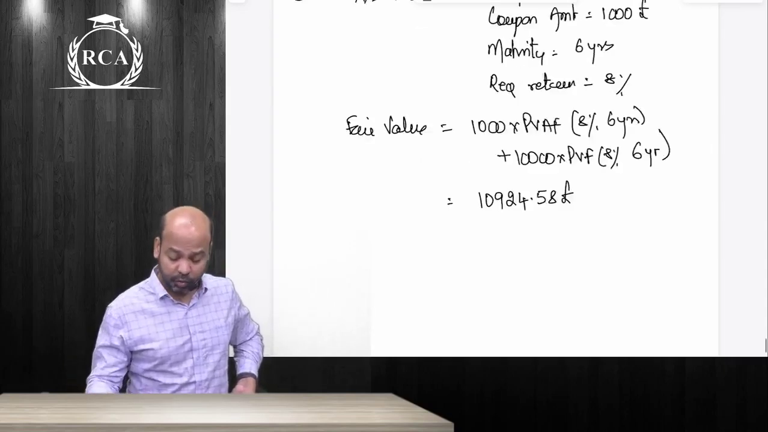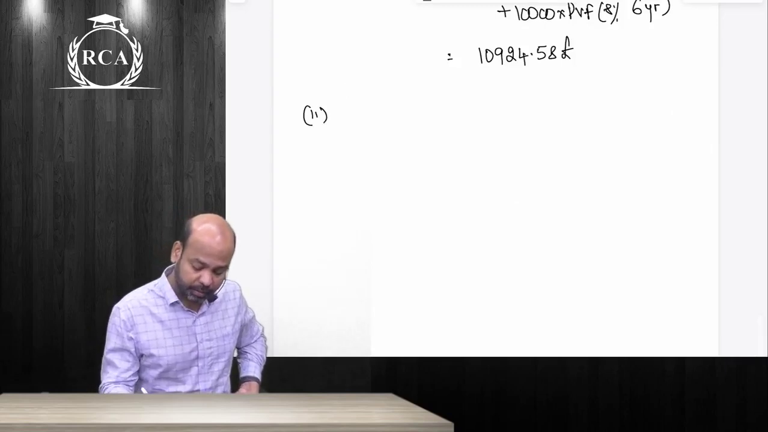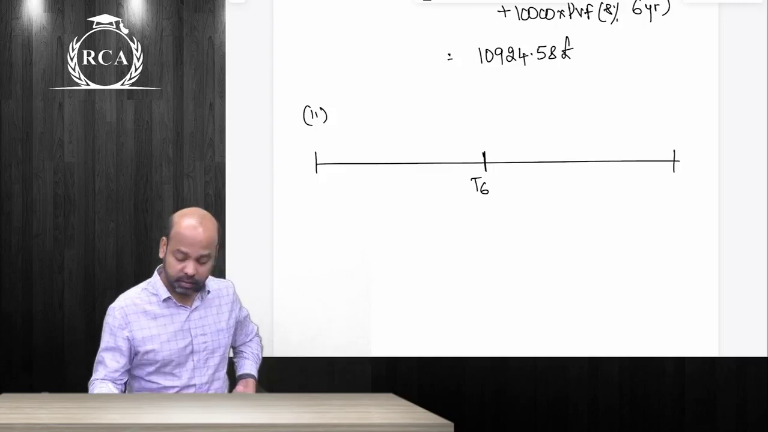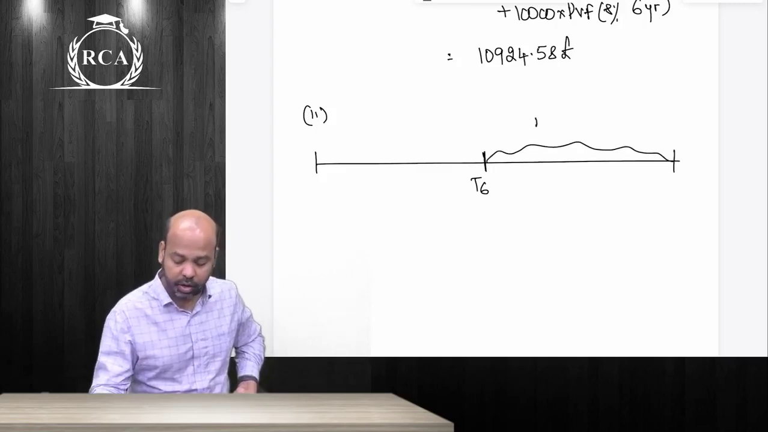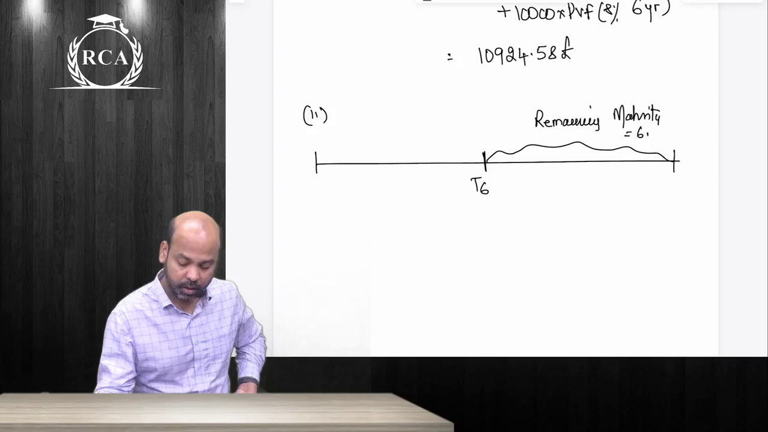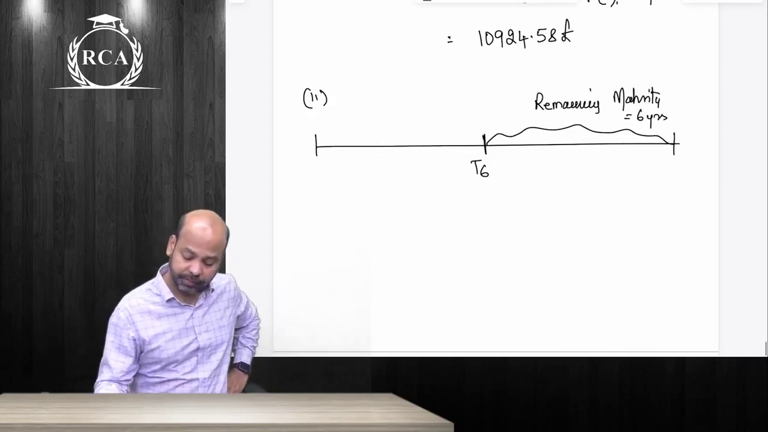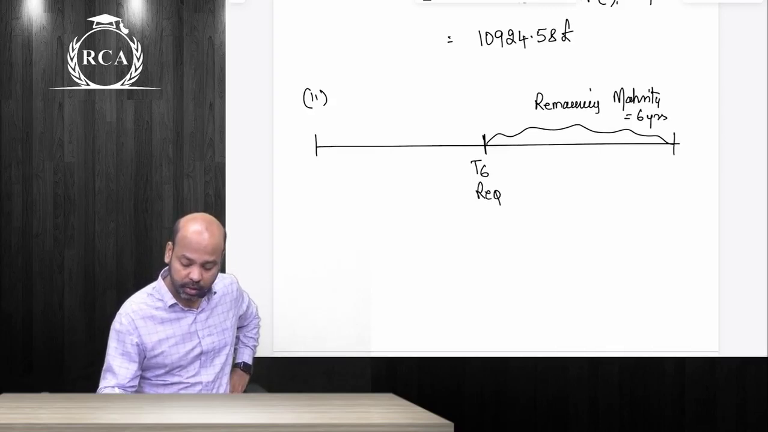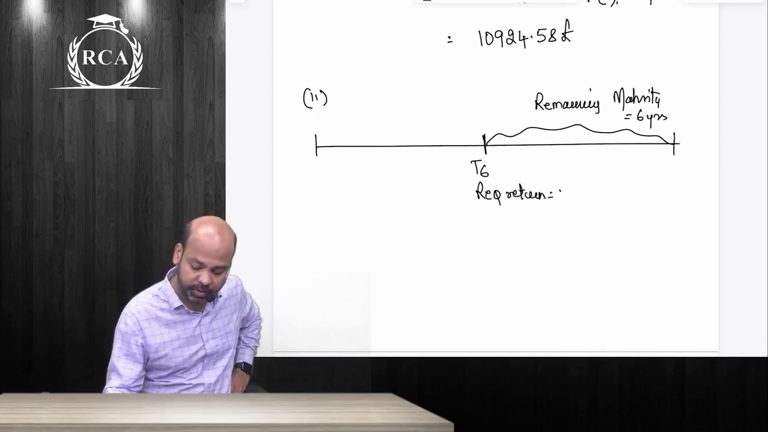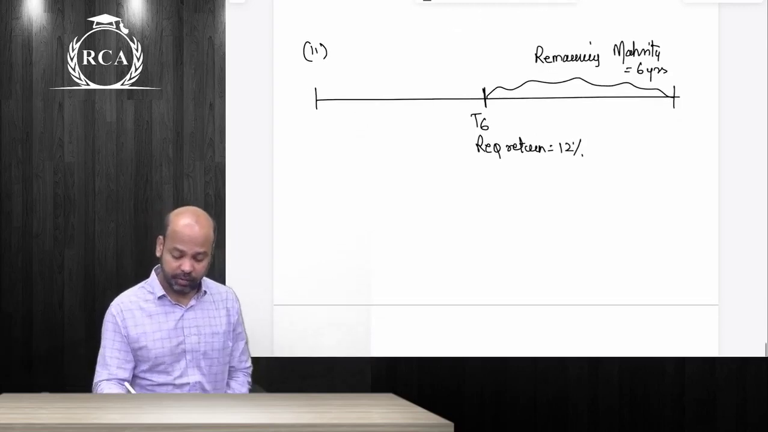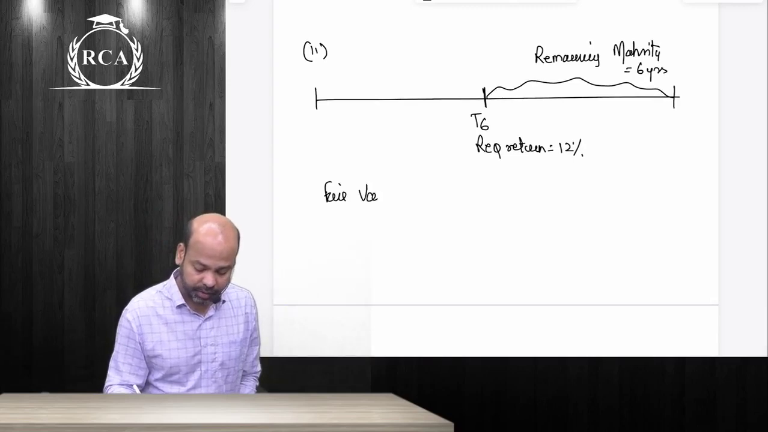Now, you will have to value the bond, guys, for the second bit. Remember, guys, we are not in T0. We are valuing the bond as on what date? T6. So here, beta, the remaining maturity will only be 6 years. Please do not consider remaining maturity to be 12 years. Remaining maturity is 6 years. Required return as of now will be 12%. Your coupon rate and everything is still fixed. You will have to discount and arrive at the fair value.